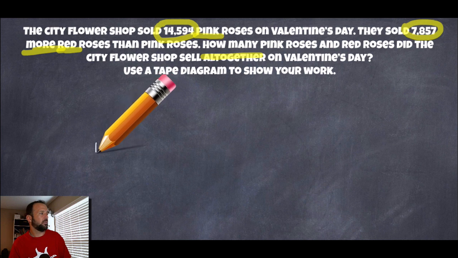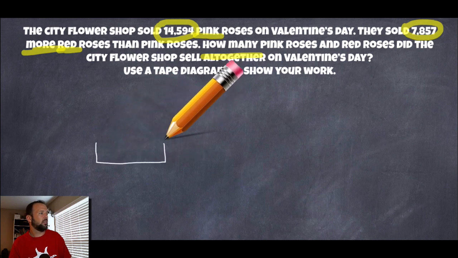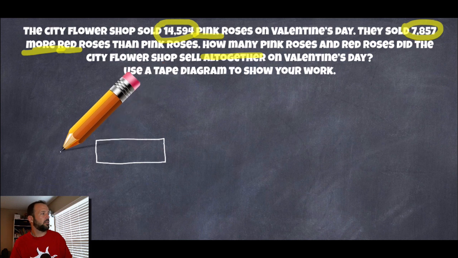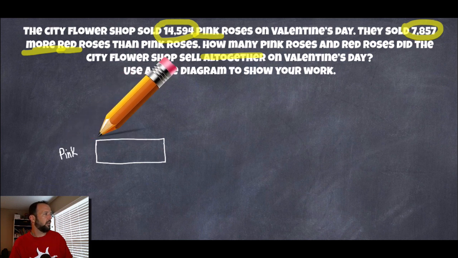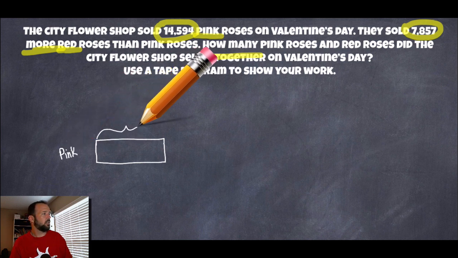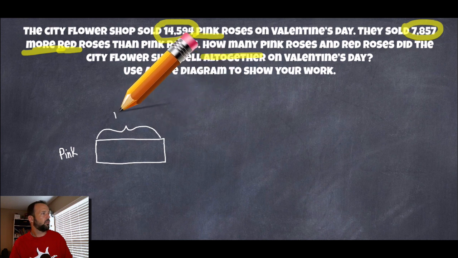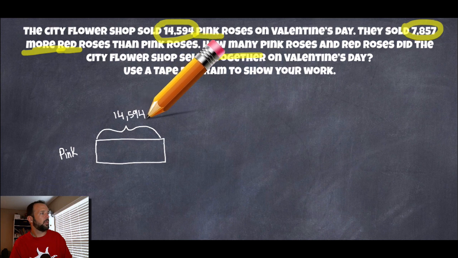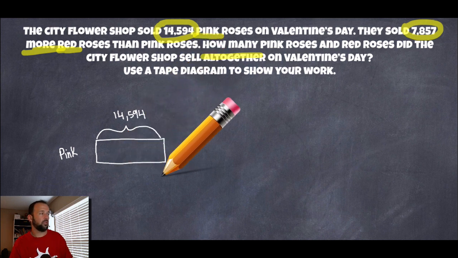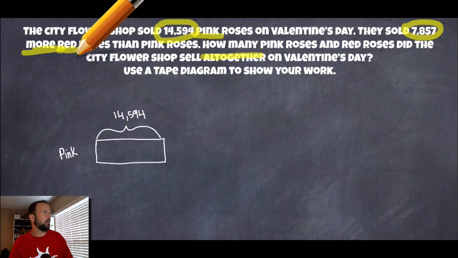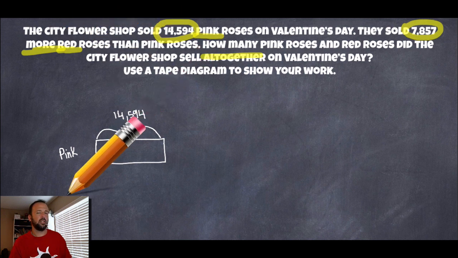So what I'm going to do is I'm going to draw a box here for pink roses. Okay, so these will be my pink roses. And I know that they sold 14,594 pink roses. So that's going to represent my pink roses, okay? I'm good with that. Then it says they sold 7,857 more red roses than pink roses. More. So that means they sold all of the pink roses plus some, right?